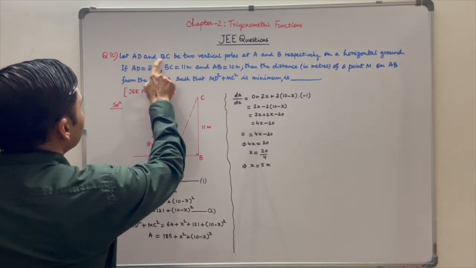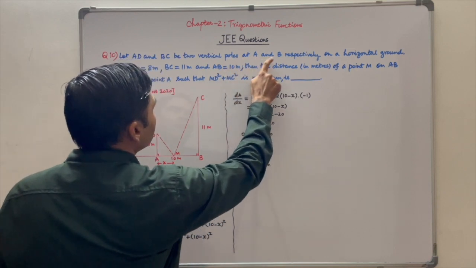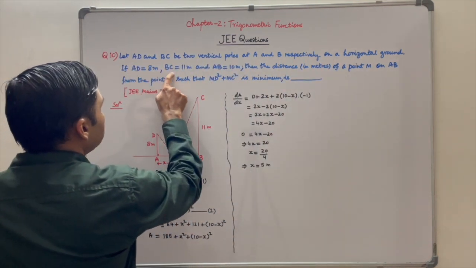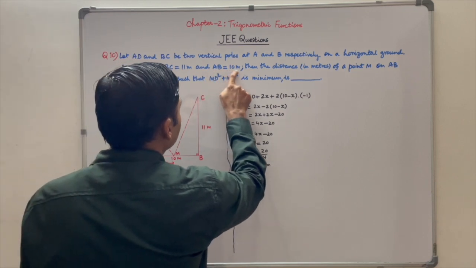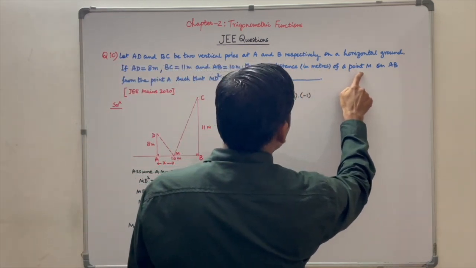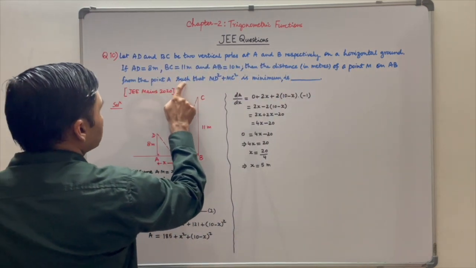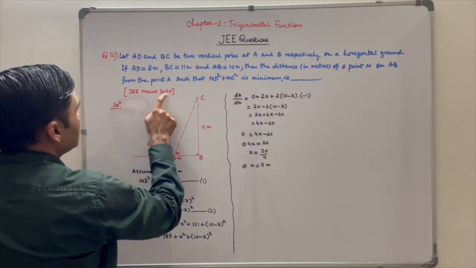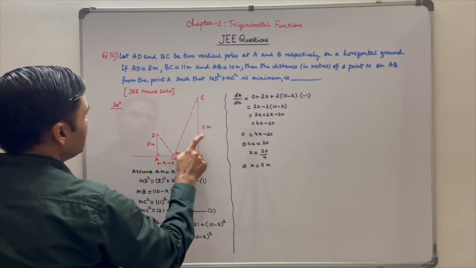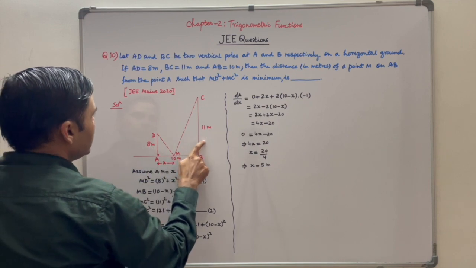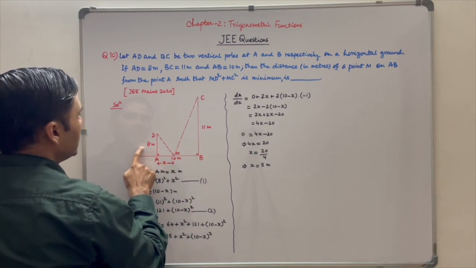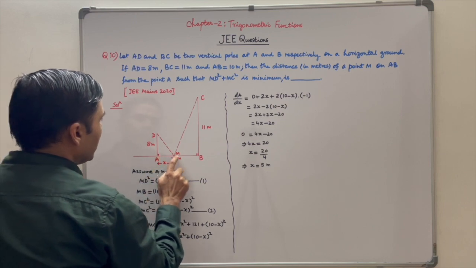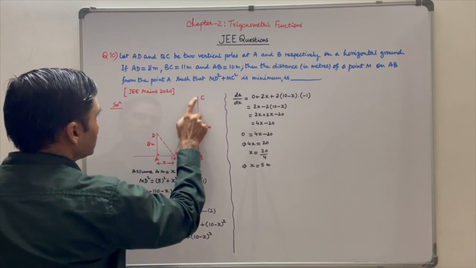10th question: let AD and BC be two vertical poles at A and B respectively on a horizontal ground. If AD = 8 meter, BC = 11 meter and AB = 10 meter, then the distance in meters of a point M on AB from point A such that MD² + MC² is minimum is. This question appeared in JEE Mains 2020. It is given that there are two poles BC and AD. Height of BC is 11 meter and height of AD is 8 meter. Distance between them, that is AB, is 10 meter. We have to find a point M on AB such that MD² + MC² is minimum.